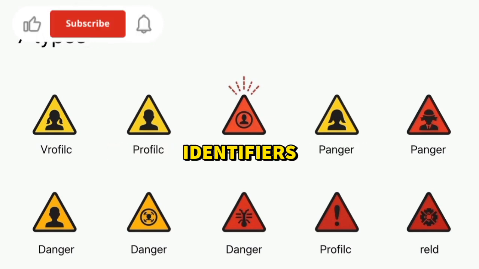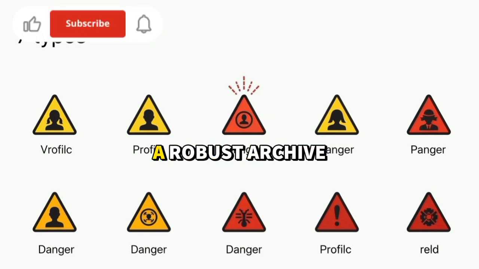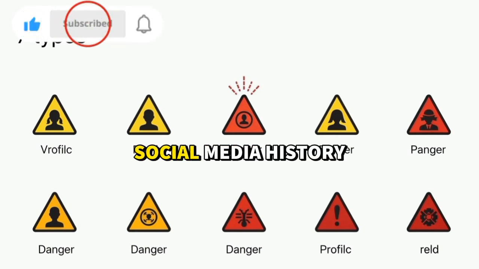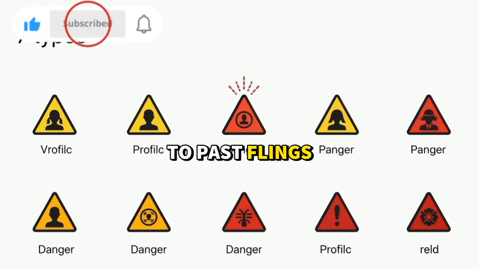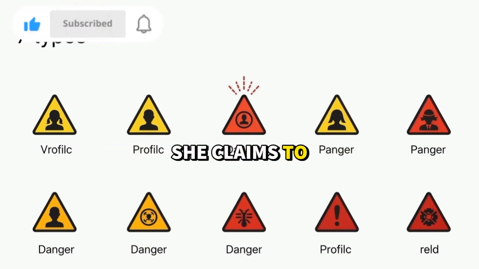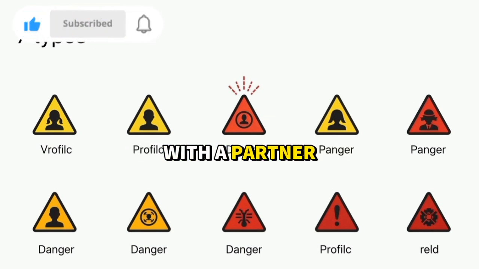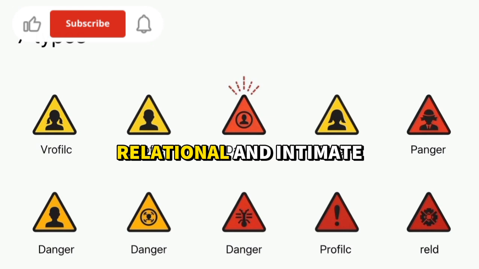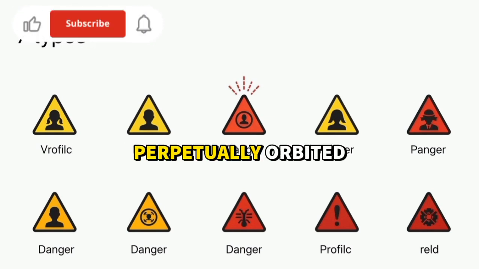Key identifiers: minimization of her past. I was young and stupid. A robust archive of party-centric social media history. Frequent, casual references to past flings. A social circle that remains entrenched in the lifestyle she claims to have left. Committing to this profile often means engaging with a partner who may carry significant relational and intimate baggage from her past.